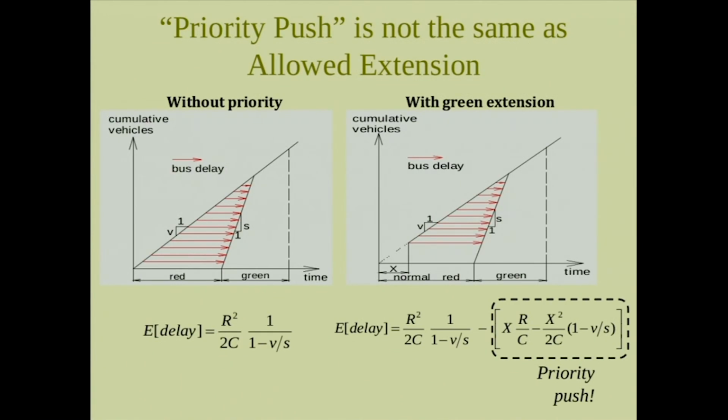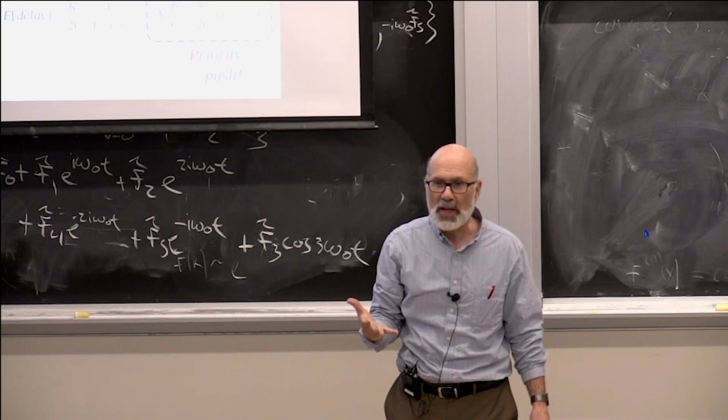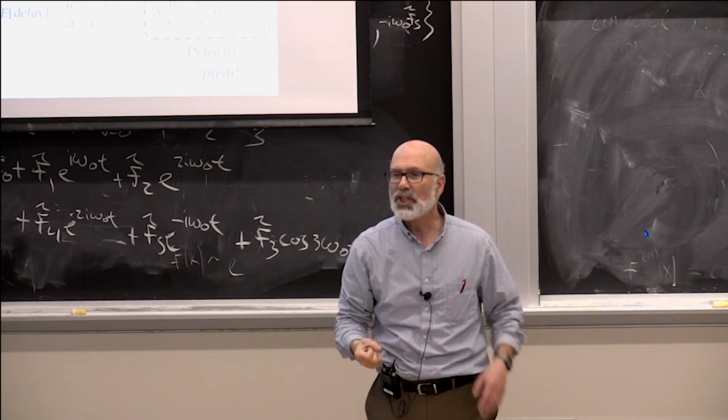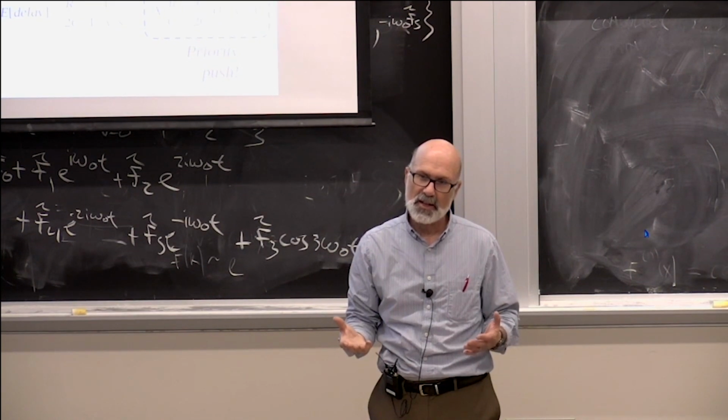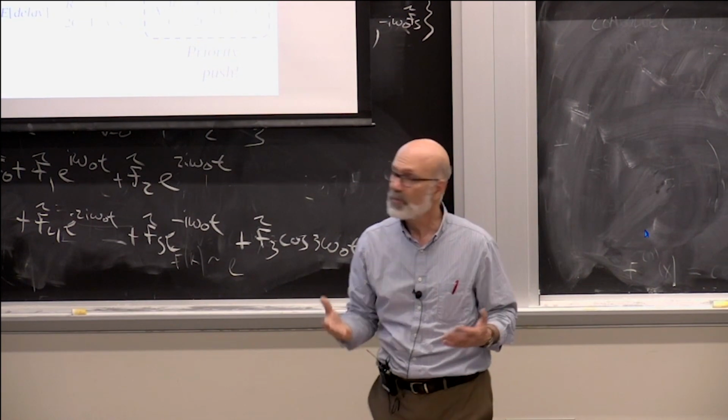And we find that the expected delay in the first case, this is a standard delay for cars, has to do with the cycle length, C, and the ratio of the arrival rate to the discharge rate, that's v over s. And when we put in a green extension, we have that same term minus this term here, and I give that the name the priority push. So that's the reduction in delay thanks to green extension.